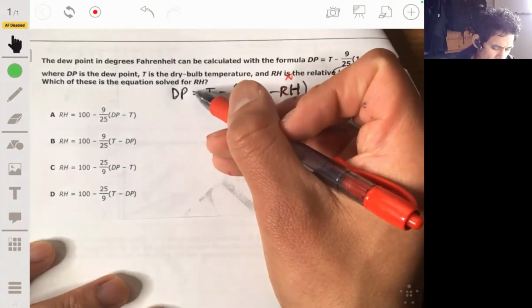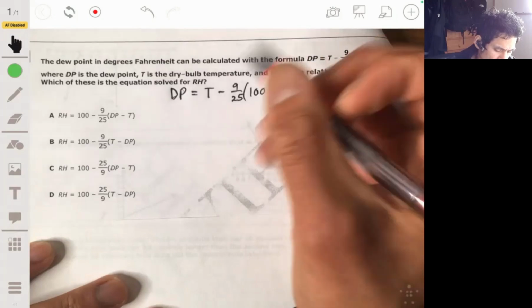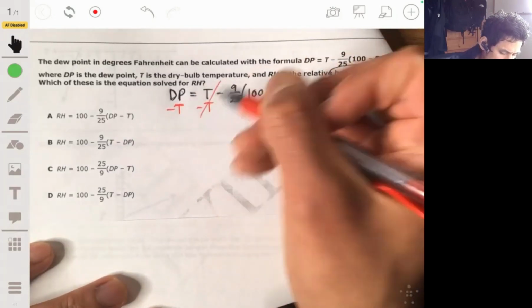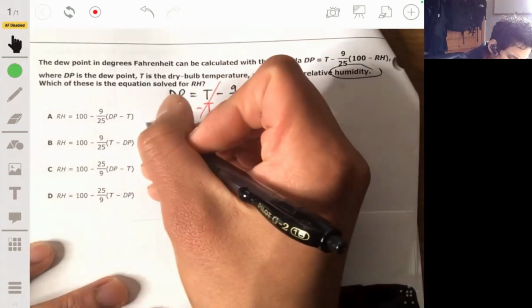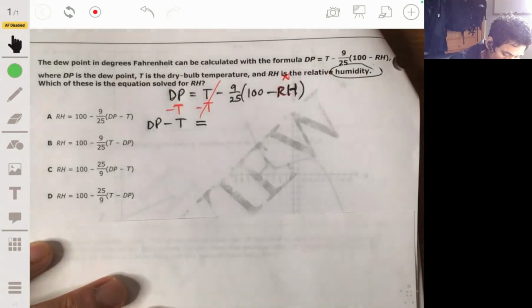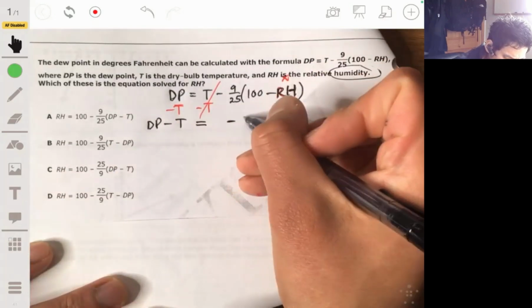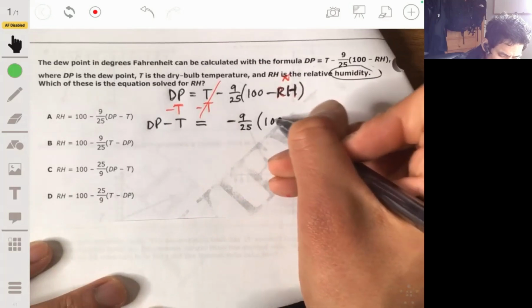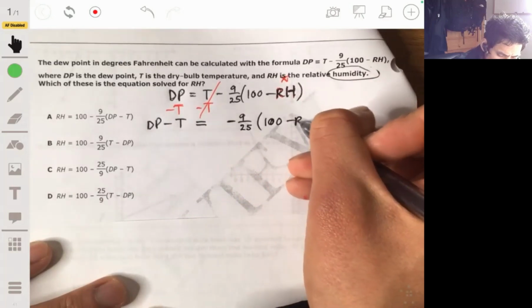We have an equation. So we want to get this by itself. So we're going to start off by taking away T from both sides of the equation. And then we'll get dP minus T equals negative 9/25 times the quantity of 100 minus RH.